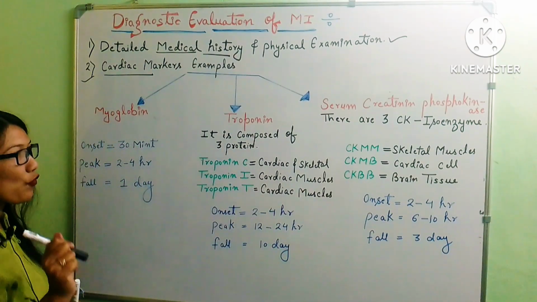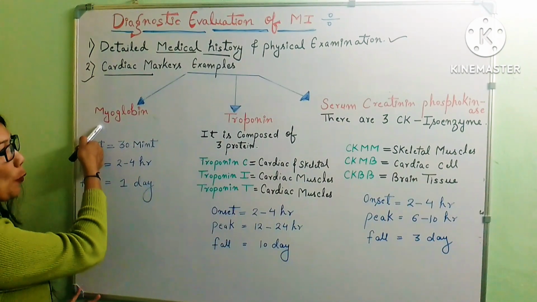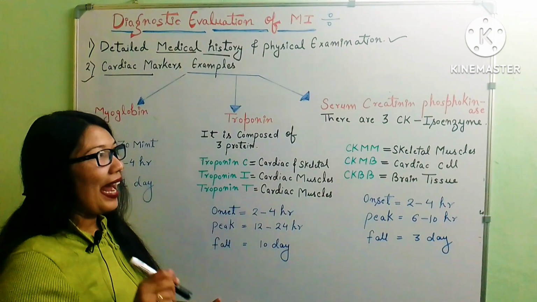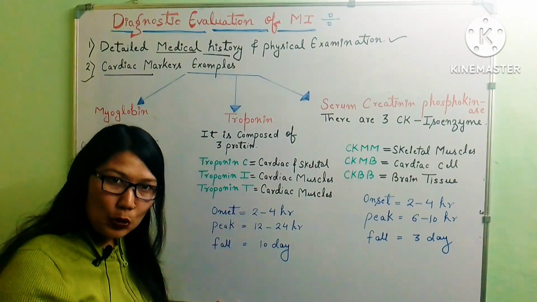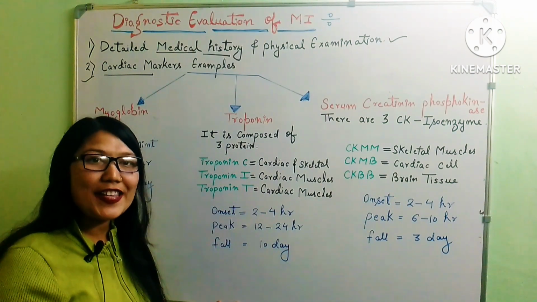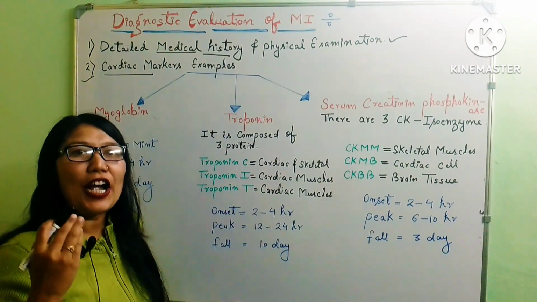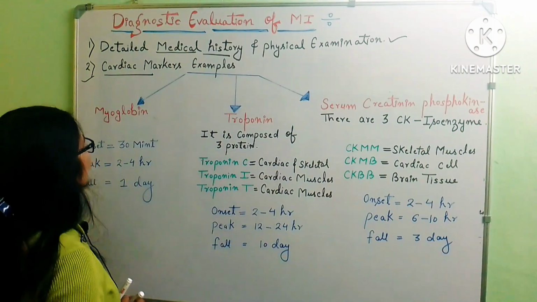There are many types of cardiac markers like myoglobin, troponin, serum creatinine phosphokinase, and AST is also there. AST means aspartate transaminase or SGOT, and there is LDH, lactate dehydrogenase. So first there is myoglobin.